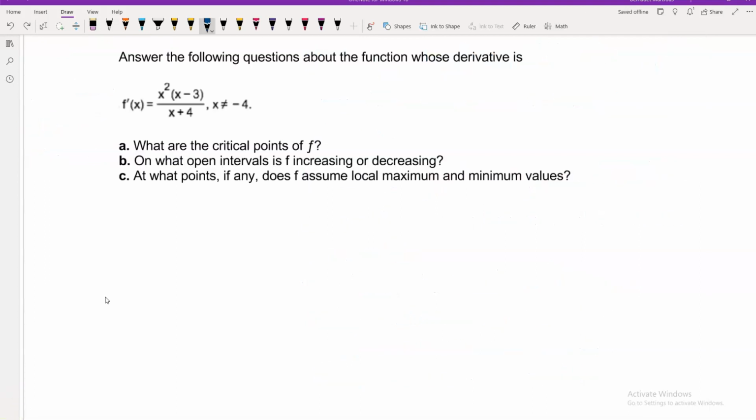Answer the following questions about the function whose derivative is f prime of x equal to x squared times x minus 3 divided by x plus 4, x is not equal to negative 4. Part A, what are the critical points of f? Part B, on what open intervals is f increasing or decreasing? Part C, at what point, if any, does f assume local maximum and minimum values?